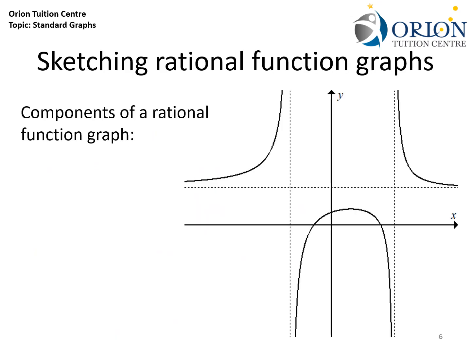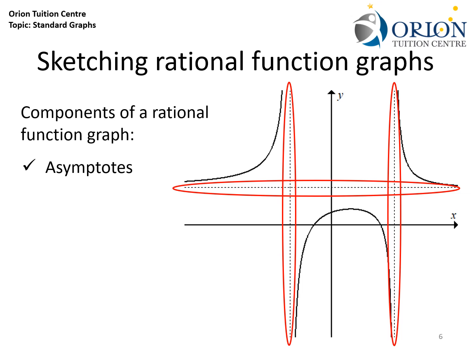Next, let us turn our focus to the sketching of rational function graphs. The usual ingredients of such graphs include the asymptotes, where the graph approaches but never intersects at infinity, such as this horizontal and two vertical asymptotes. Note that it is still possible for the graph to intersect the asymptote at finite values.